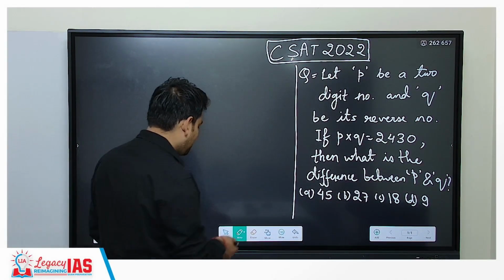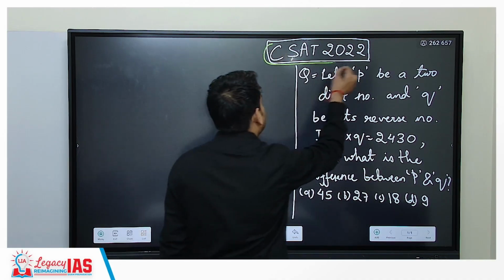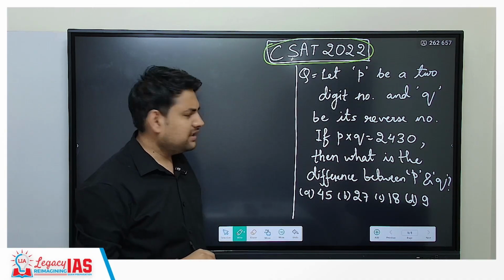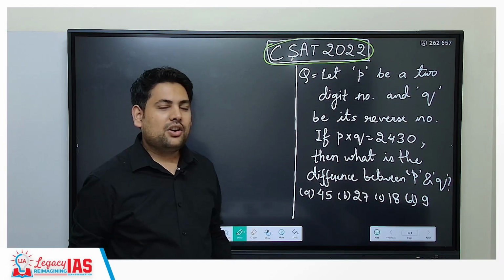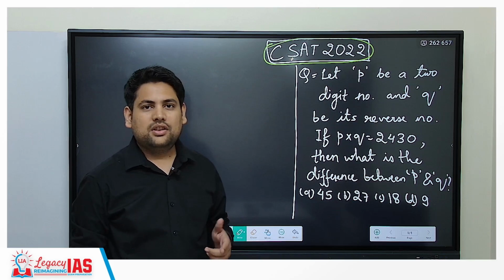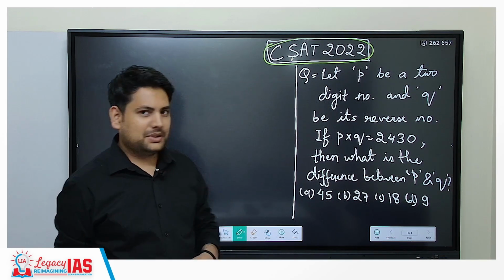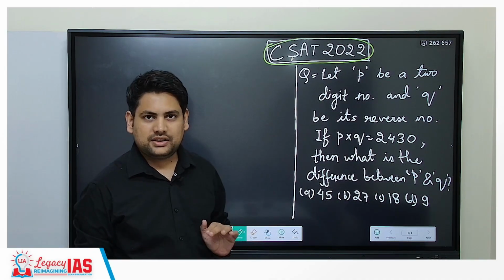Today we are going to do a question from CSAT 2022. Just by looking at this question, it may look a bit difficult. Also, it does not follow any kind of fixed way or type of problem that we usually do. So how to approach this particular problem, that we'll understand.